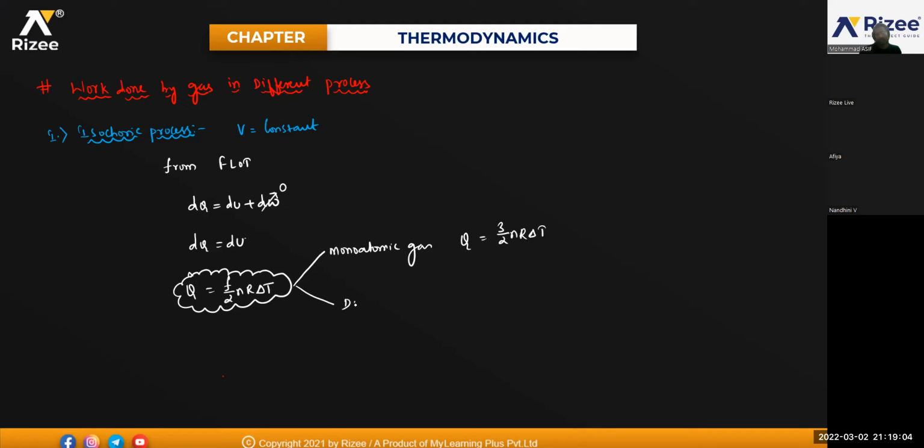For a diatomic gas, Q will be equal to 5 by 2 nR into delta T. Is that clear? In an isochoric process, volume remains constant. From the first law of thermodynamics, dQ is equal to dU plus dW. So dQ is equal to dU, Q is equal to F by 2 nR delta T. For a monatomic gas, the number of degrees of freedom is 3, so 3 by 2 nR delta T. For a diatomic gas, Q is equal to 5 by 2 nR into delta T.